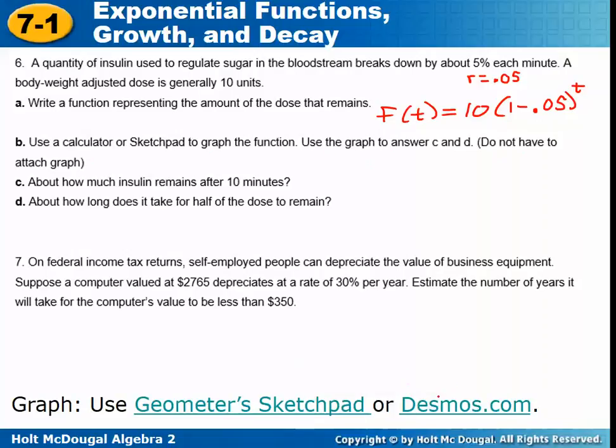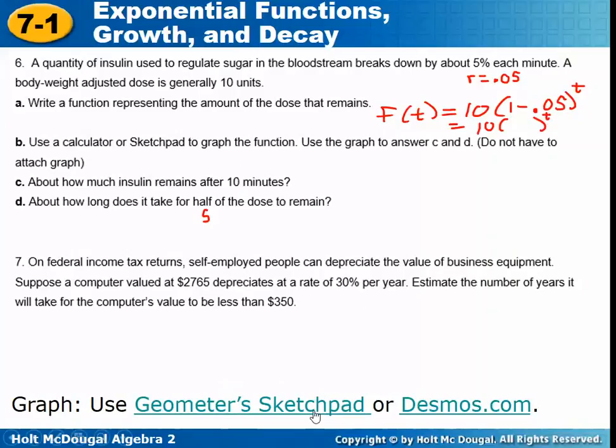You don't have to attach your graph for these, so use whichever ones you like better. And then you are going to graph it, and then you're going to answer the questions about how much insulin remains after 10 minutes, and about how long it takes for half of the dose to remain. So that would be about 5. So let's see, if we look at our graph, you should simplify this. This would be 10 times 1 minus 0.05.